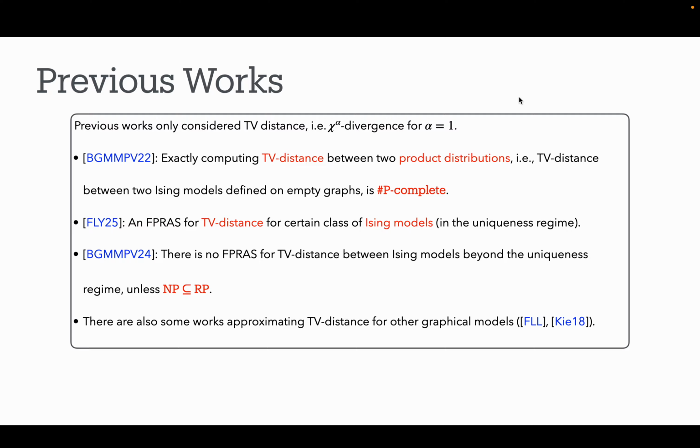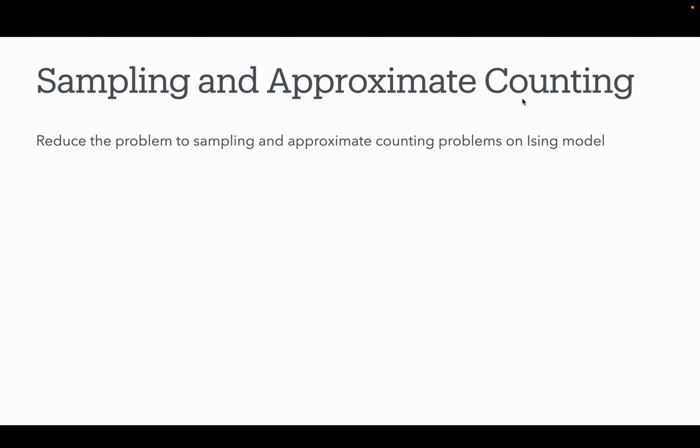There are also works approximating the TV distance for other graphical models. And we will reduce the approximation problem to sampling and approximate counting problems on Ising models.